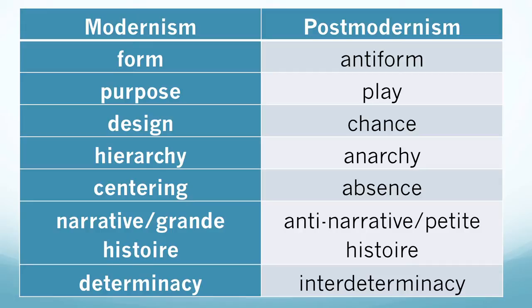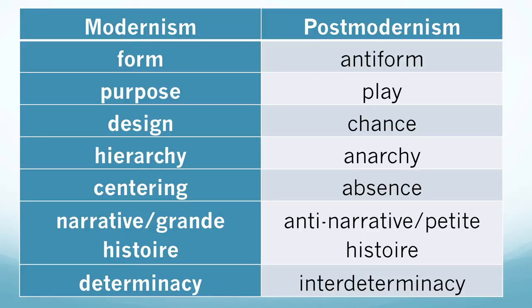Modernism characterized by form, whereas postmodernism anti-form. There is a purpose in modernism, and there is a sense of playfulness in postmodernism. There is a definite design, things happen by design and purpose in modernism. Things happen by chance and accident in postmodernism. Modernism thrives on hierarchy and anarchy rules in postmodernism. Modernism is characterized by centering. Postmodernism thrives on the absence of centrality or centering.